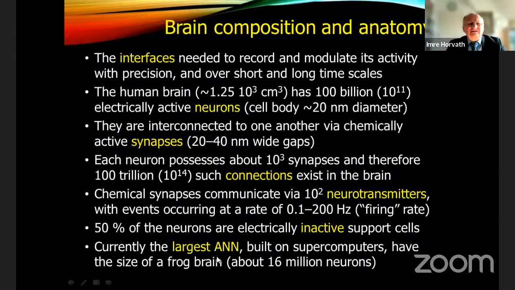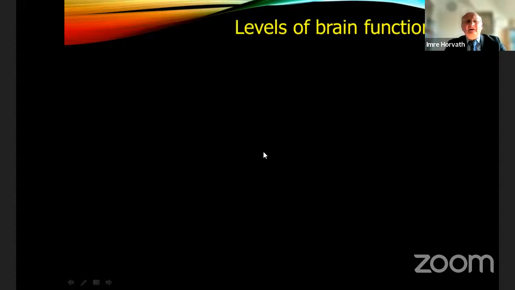Currently, the largest artificial neural networks built on supercomputers have the size of a frog brain, which is approximately 16 million neurons. So this is how our computer-based modeling capabilities relate to the natural formation of the human brain.